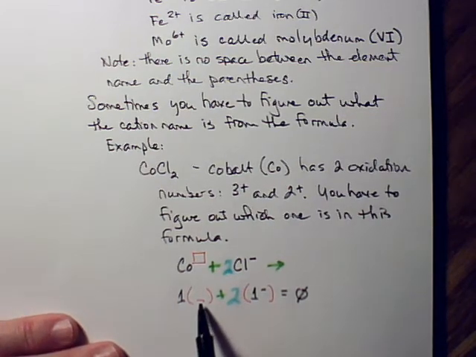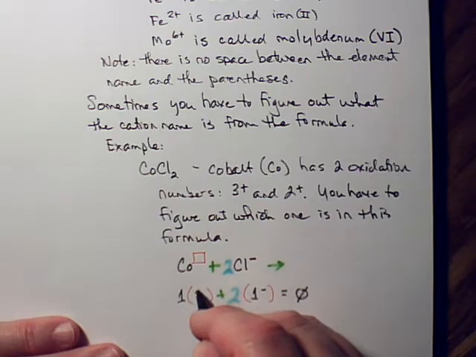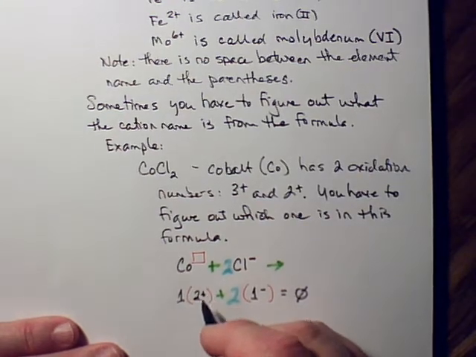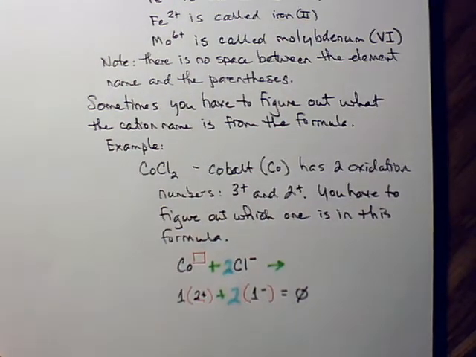So what number has to go here to make this math work out to be zero? Two. Two plus. This is just algebra, yeah. It's exactly like algebra, it's just written in a different way.